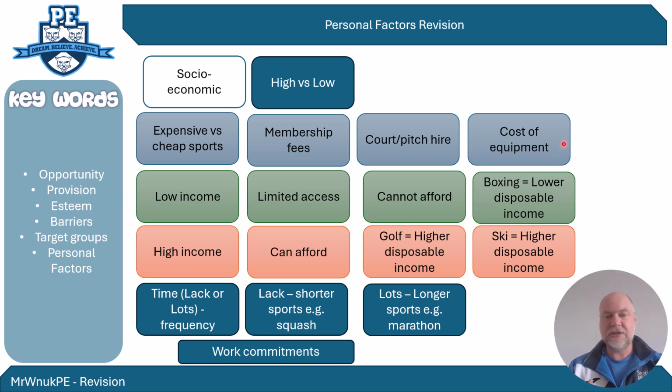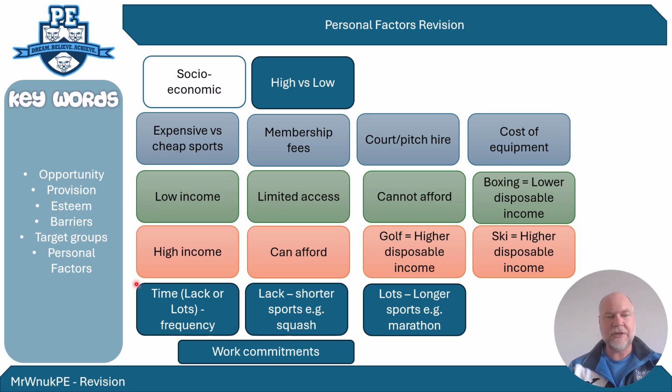There are equipment costs that come into it, and people with a lower disposable income might take up sports like boxing and athletics, with lower costs of equipment, whereas people from higher disposable incomes, for sports like skiing, will have the money to buy that equipment. So we do have these other aspects that you could link into it as well.